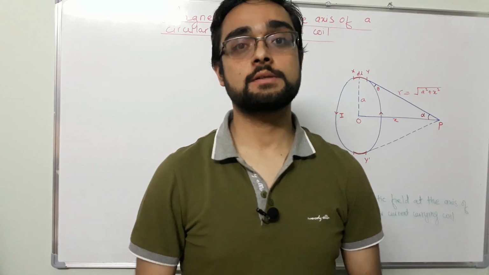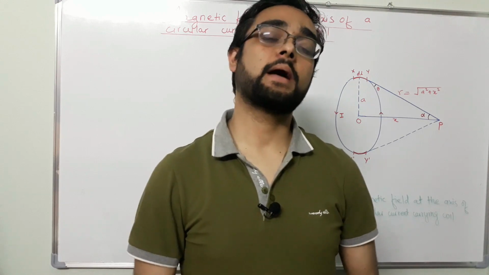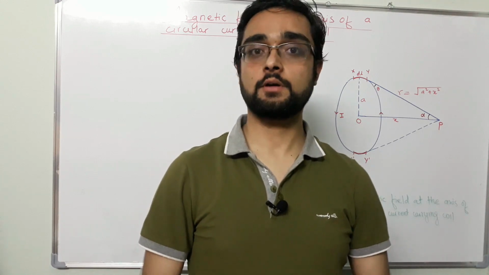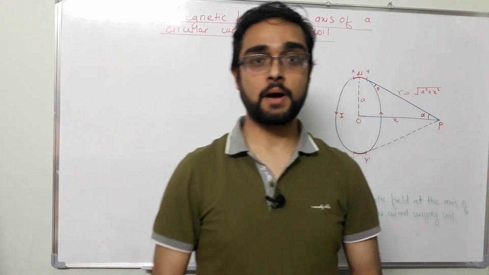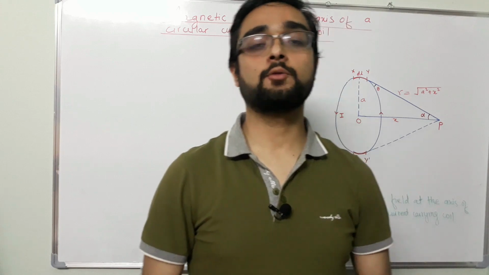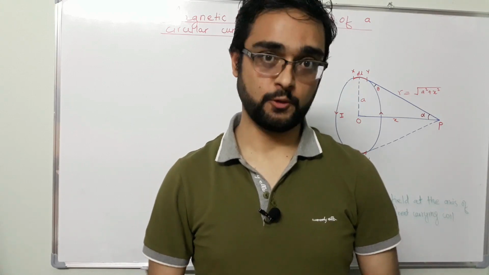Last time we discussed an application of Biot and Savart's law in which we determine the magnetic field at the center of a circular current carrying coil. Today we are going to discuss another application of Biot and Savart's law in which we are going to determine the magnetic field at the axis of a circular current carrying coil.